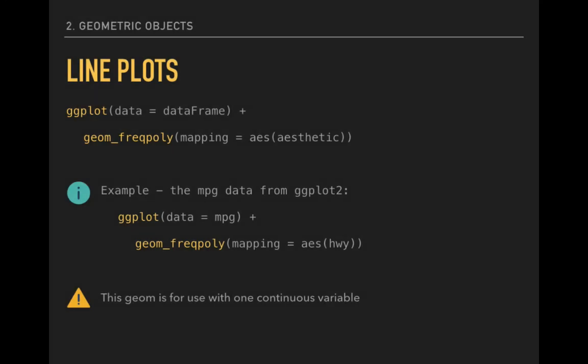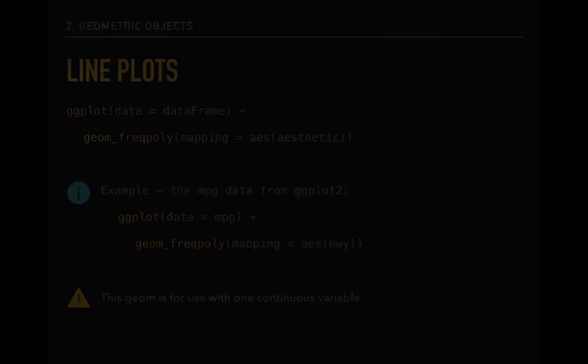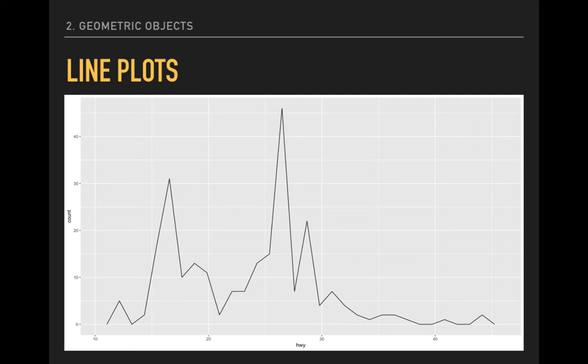Line plots are an alternative way to plot continuous data. They show the density of observations for a given value of a continuous variable. We use the freq-poly geom to produce them. All that changes with this plot from our initial histogram is the geom itself. The data and the aesthetic mapping remain the same. And here's what the output of that pair of functions looks like. We can see the same peaks and valleys in the data that we observed in the histogram, only visualized just a little bit differently.